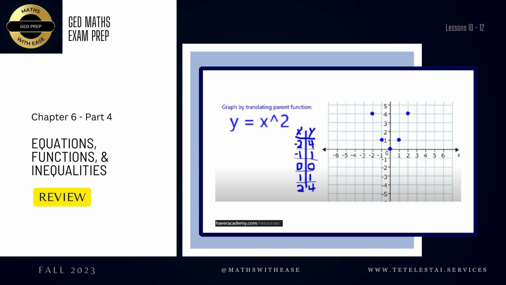Always have an origin in your t-chart. So 0, 0, we already know the value of this function at the origin. x will be 0 and y will be 0.